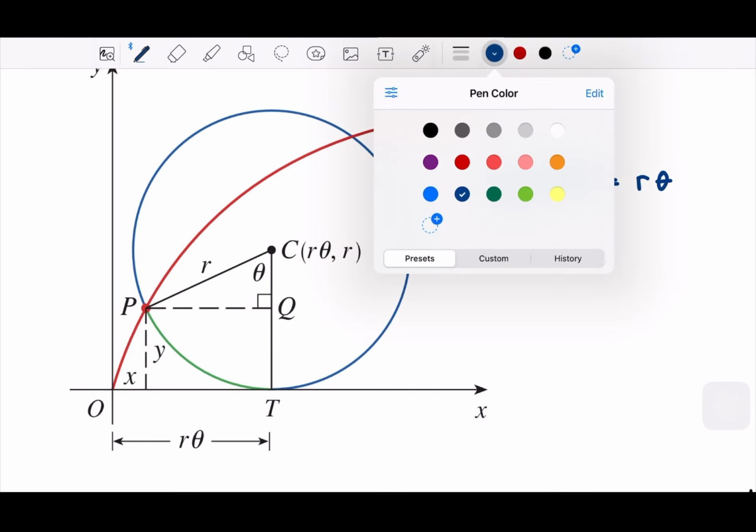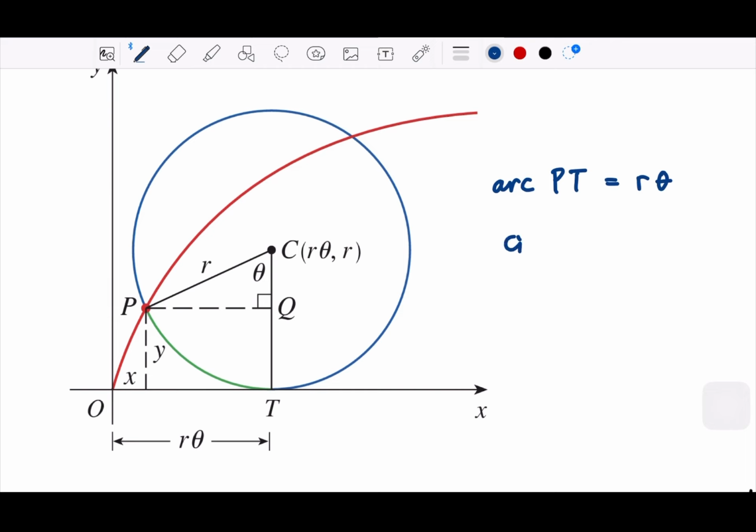This is because, if you remember, the circumference of the circle is 2 pi r, right? Now we have this portion that is theta over 2 pi and multiply with this, so we have theta r. Okay, this is arc PT.